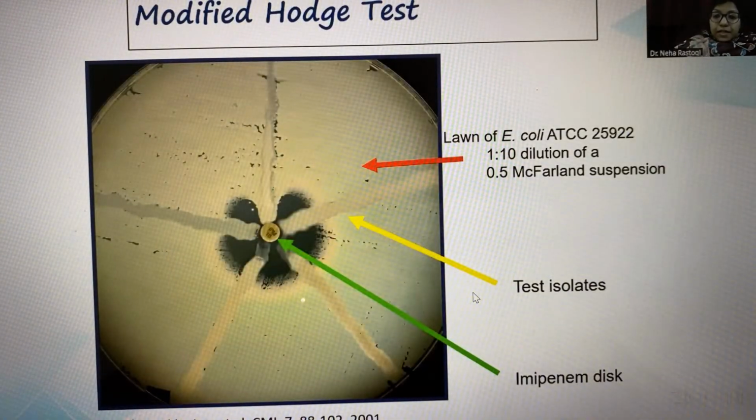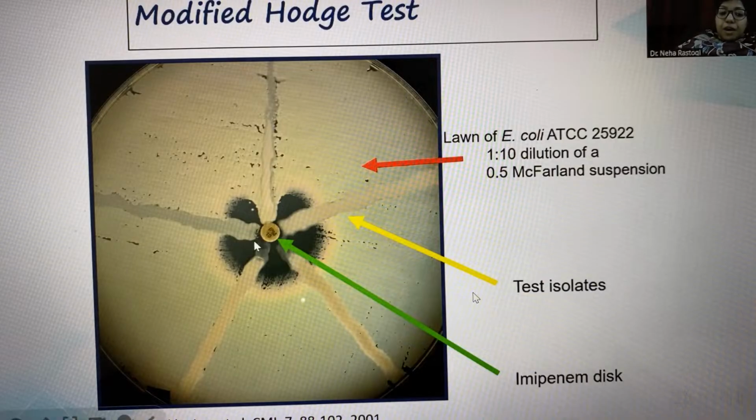Now, just a little bit about the carbapenemase phenotypic detection. I'm not going to go into details because they are still very, very critically lab methods. So this is a modified Hodge test where what they put is the drug of the carbapenem.